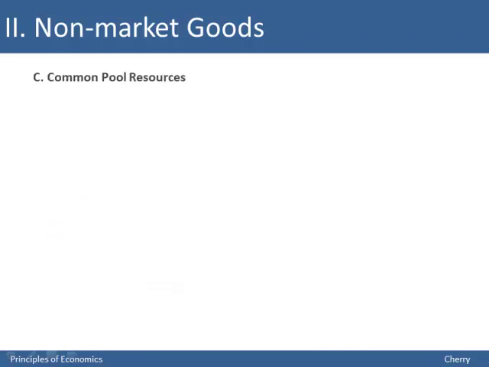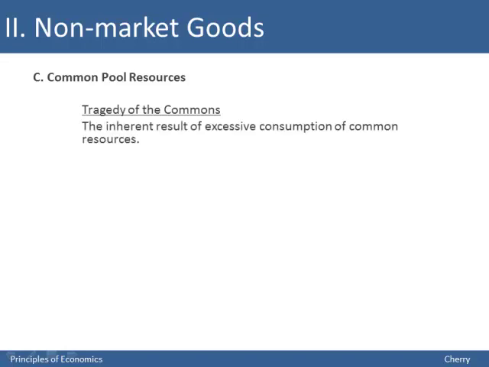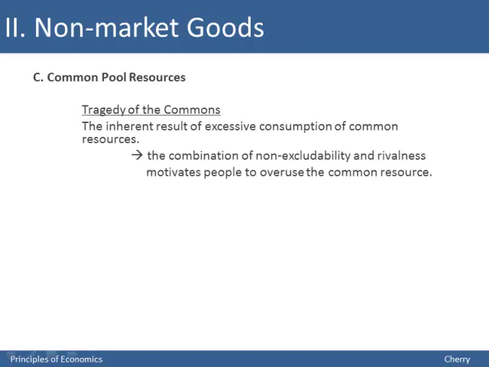So now let's look at common pool resources. The problem associated with common pool resources is referred to as tragedy of the commons. And this is the inherent result of excessive consumption of a common resource. So the combination of a resource being non-excludable and rival motivates people to overuse the resource. They overexploit it, use it up faster than they really should.